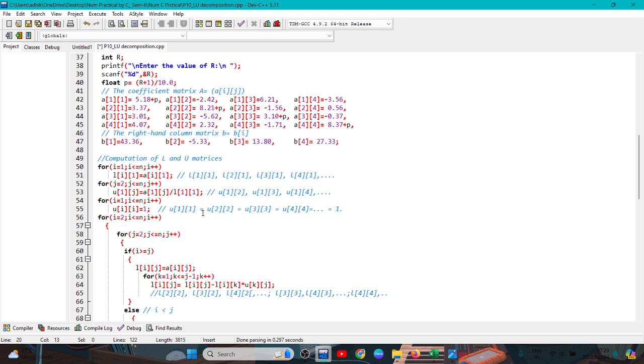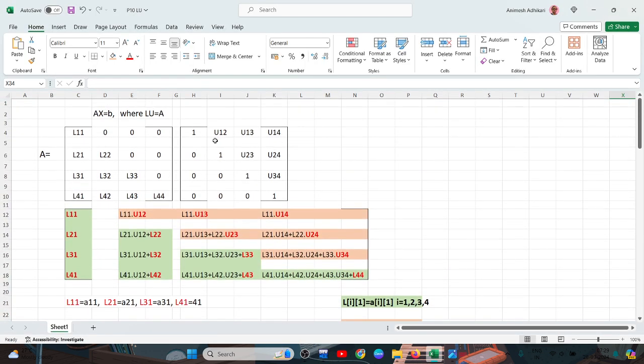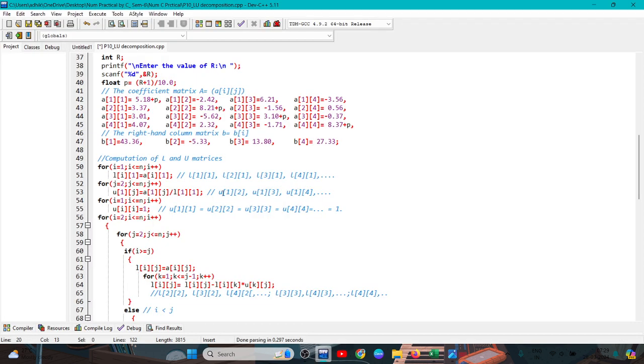Actually, this is the upper triangular matrix, and the principal diagonal elements are all 1. So u11, u22, u33, u44 are equal to 1. This is the upper triangular matrix, and the principal diagonal elements u11, u22, u33, u44 are all 1. So you put uii equal to 1 for all i.